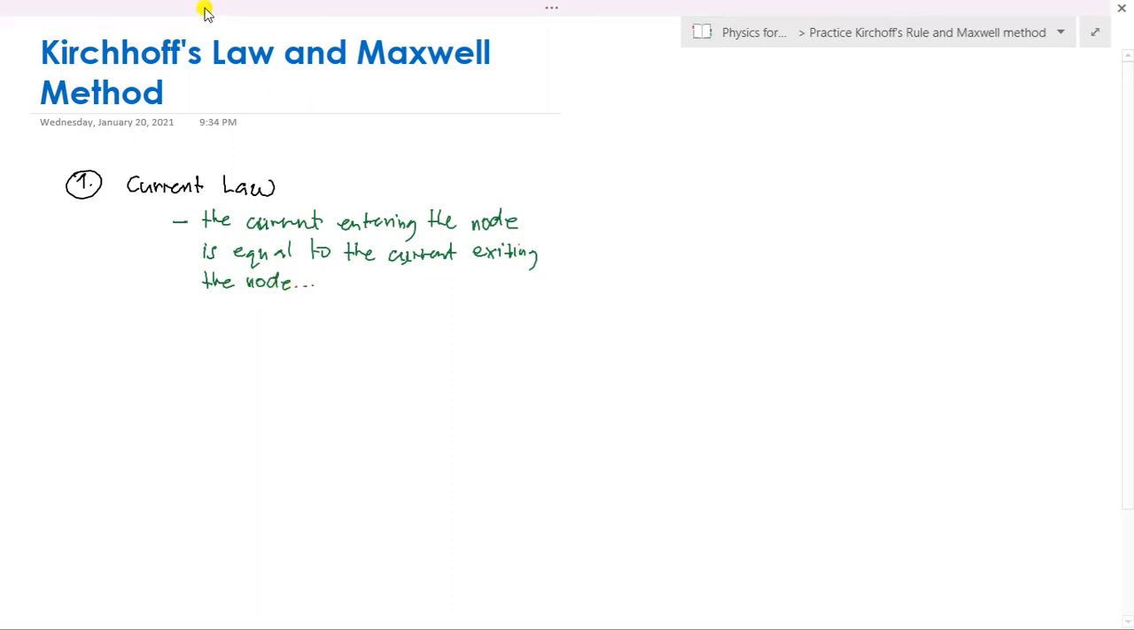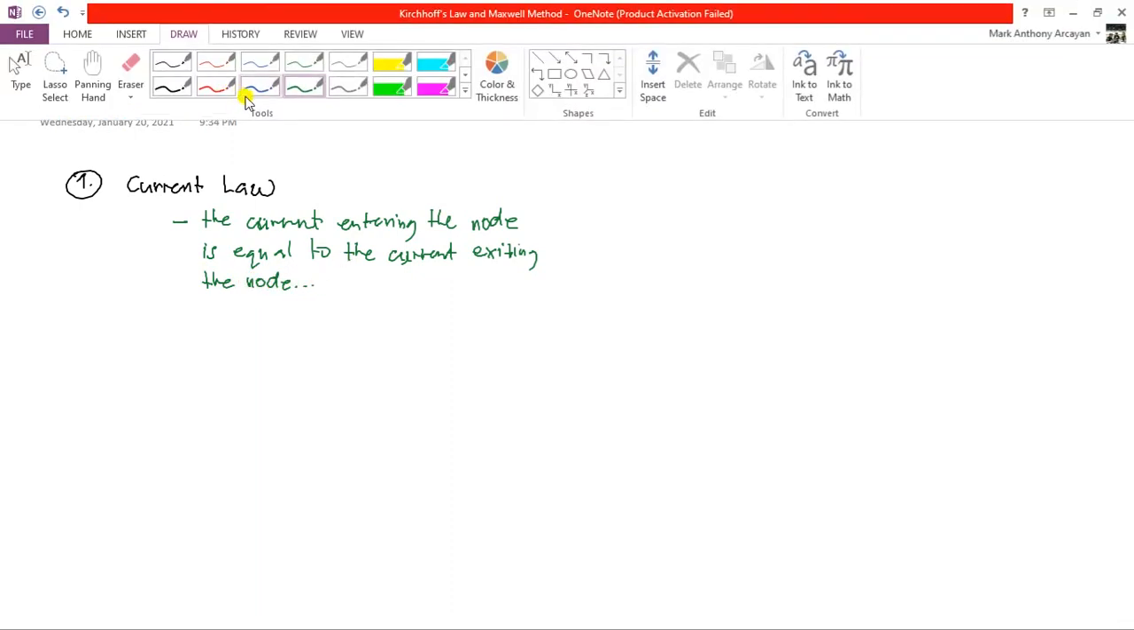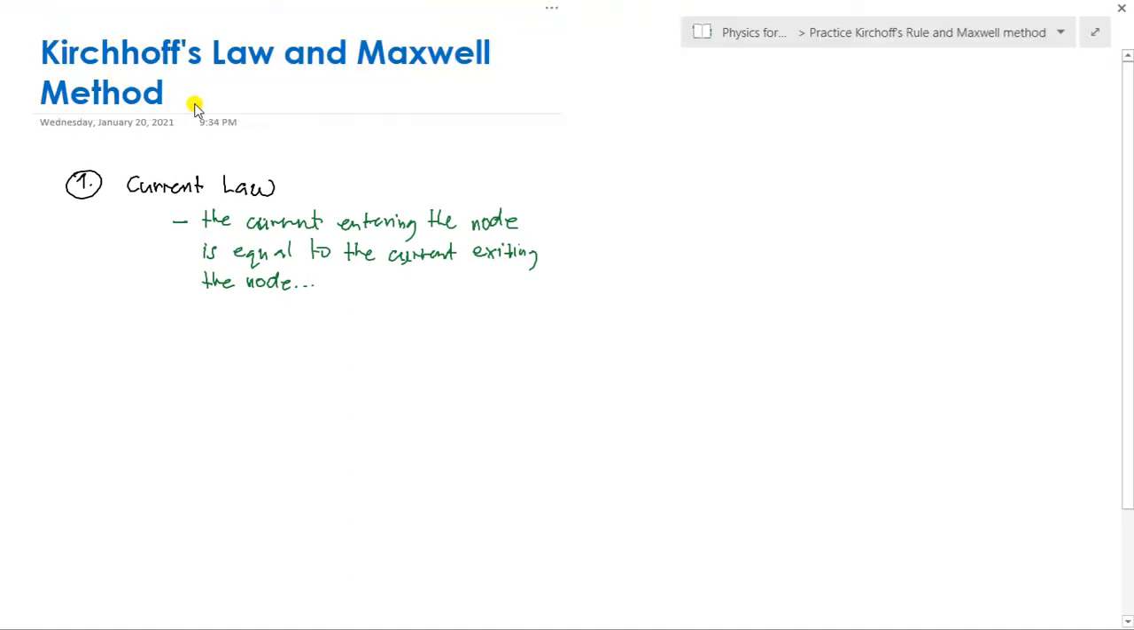So suppose, let's say this is our electrical circuit connection. We have a connecting wire approaching this node. Then in this node, it branches out. The wire is connected to another resistor, and the other is also connected to another resistor. Let's say this is R2 and this is R1.